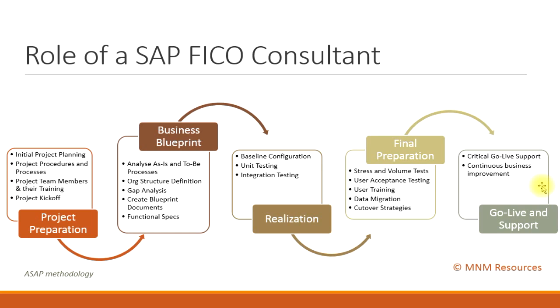You might have a new business line coming up. Then you might have to set up new profit centers. You might have a reorganization structure. Then you need to redefine all the cost centers and profit centers for your organization. So there'll always be some other mini projects coming in. And these are all under the continuous business improvement of your organization.